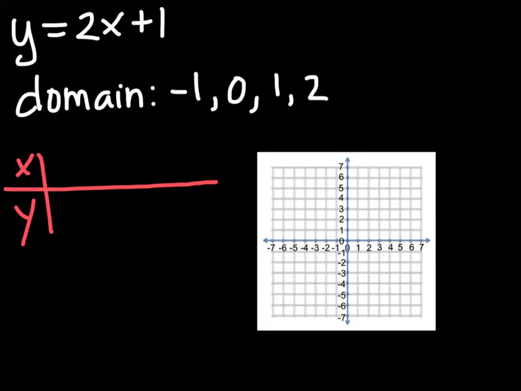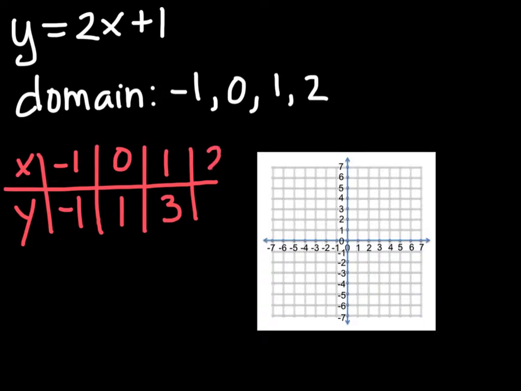First, let's create a table with the values. If x equals -1 and we insert it into this equation, then y will also equal -1. If x equals 0, y will equal 1. If x equals 1, y will equal 3. And if x equals 2, y will equal 5. All right, let's go ahead and plot those ordered pairs.